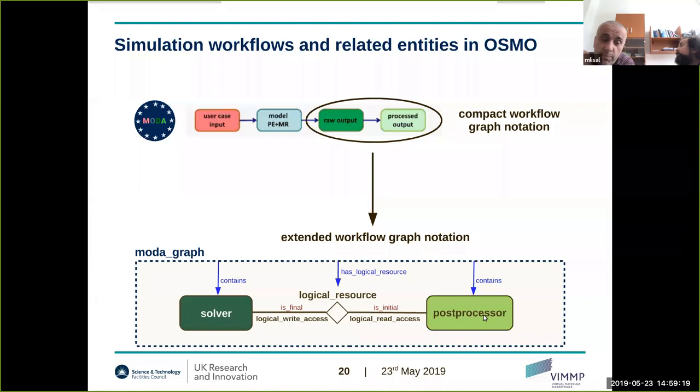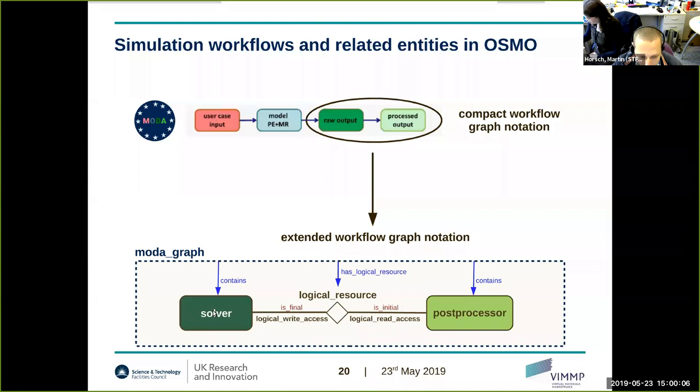logical resources. The logical resources formalize what sort of data are exchanged. So a solver has write access to a resource to which the post-processor has read access. This is how we formalize what sort of data are exchanged. And of course, this write access specifies what sort of data are exchanged and also specifies when this occurs. For the solver, in this example, this occurs finally after execution of the solver. For the processor, the read access occurs initially while we start the processor. And we embed all those objects, logical resources and sections, in a graph.